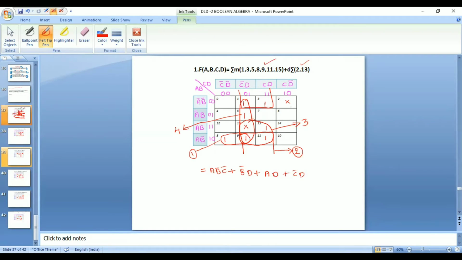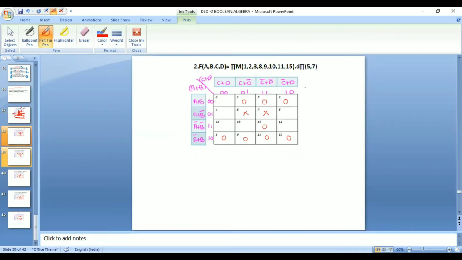So let us come to the next problem. Here maxterms are mentioned, that is a pi M. The don't care conditions are 5 and 7. Based on the maxterms, the problem has 0, 1, 2, 3, 8, 9, 10, 11, 15. So observe here.